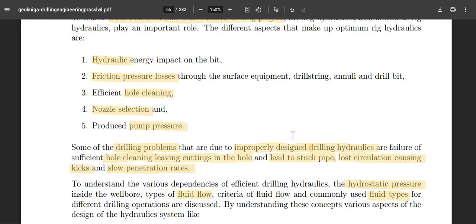Some of the key concepts for the design of drilling hydraulics are maintaining a proper hydrostatic pressure, selecting the proper types of fluid flow like laminar or turbulent based on the scenarios, which we'll be discussing later, and also to choose the proper fluid types based on the formation condition and geomechanical condition.